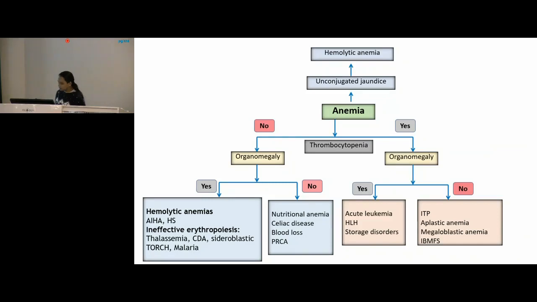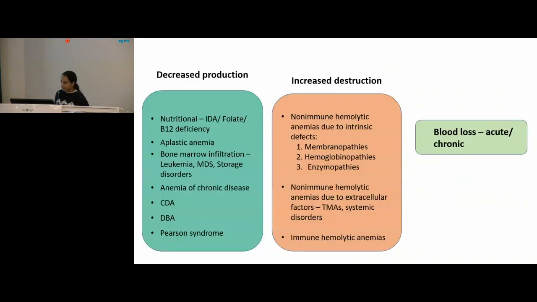organomegaly. Another way we can classify anemias is based on the marrow production. There can be conditions where the marrow is not functioning properly and there is decreased production. If you just broadly think of it, the causes that come to mind would be either the marrow is failing, that is aplastic anemias or inherited marrow failure syndromes, or sometimes there are infiltrative disorders of marrow and the marrow is not able to produce the cells. And sometimes you can have ineffective erythropoiesis as in congenital dyserythropoietic anemia and other conditions like DBA and Pearson syndrome.